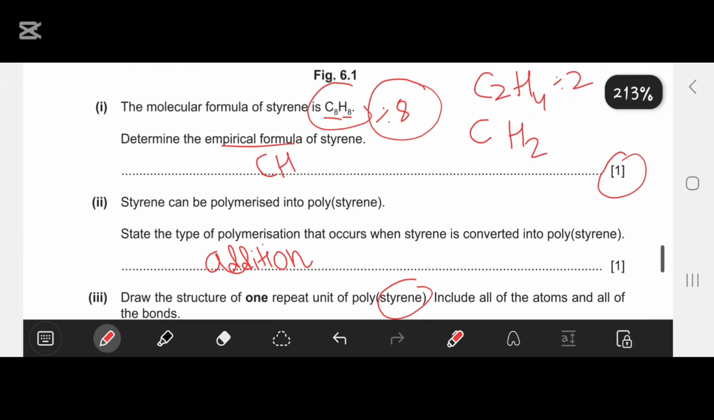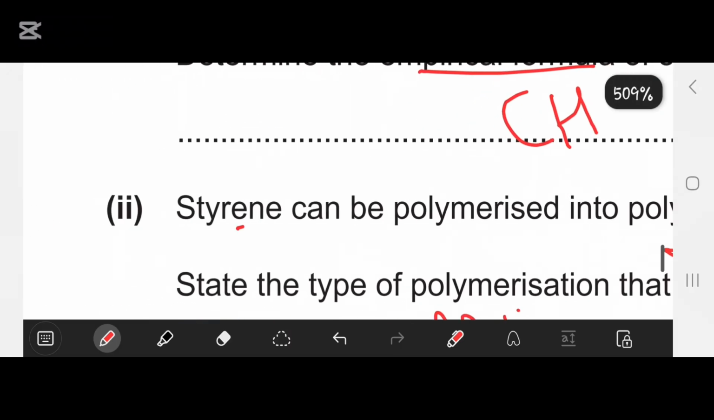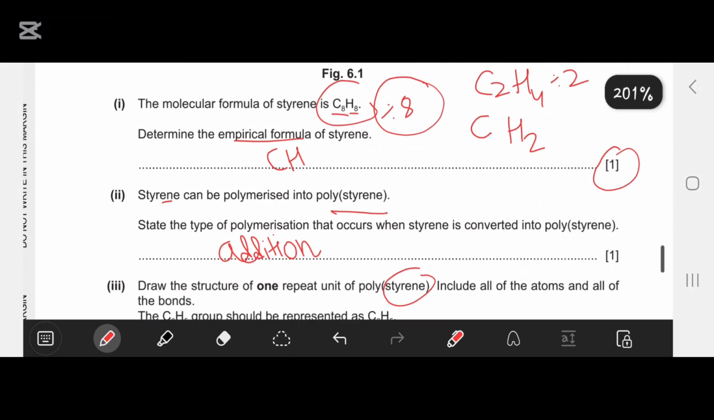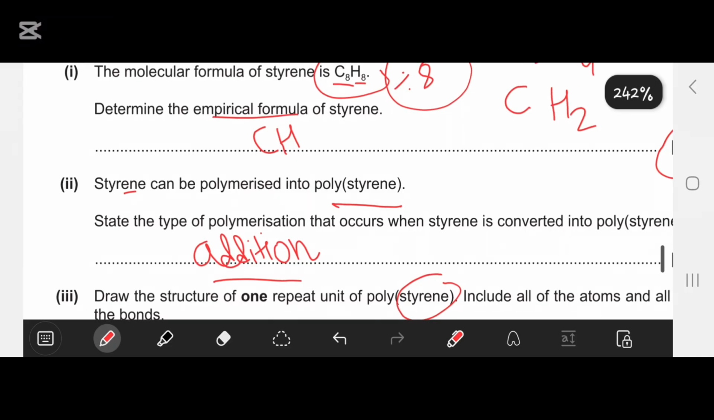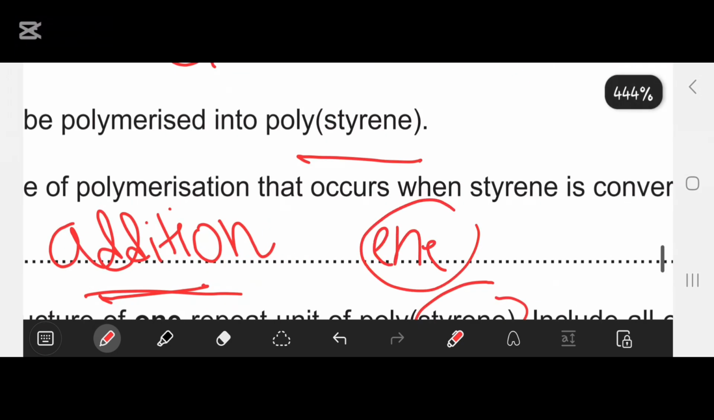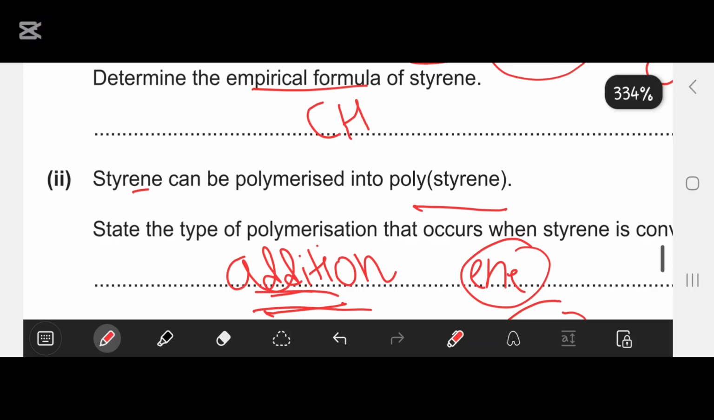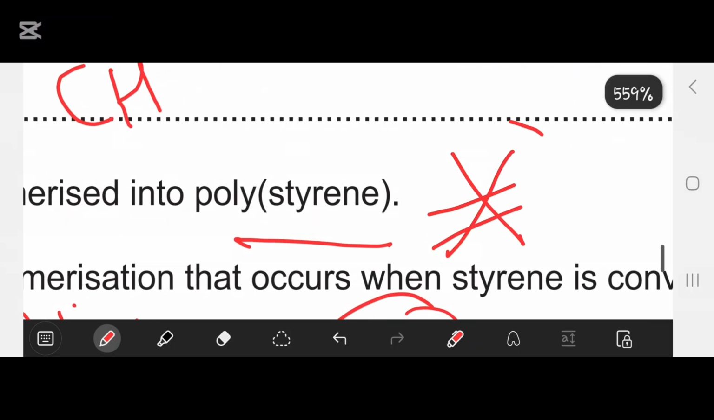Alright. Here it says styrene can be polymerized to polystyrene. Remember, styrene is an alkene. State the type of polymerization that occurs when styrene is converted to polystyrene. Addition. A lot of people get confused about polymerization. We have 2 types: condensation polymerization and addition. Addition is when we have alkenes. Condensation is when we have, for example, carboxylic acid, alcohol, dicarboxylic, any reactions that remove water. Here in the addition reaction, we only break down the double bond.